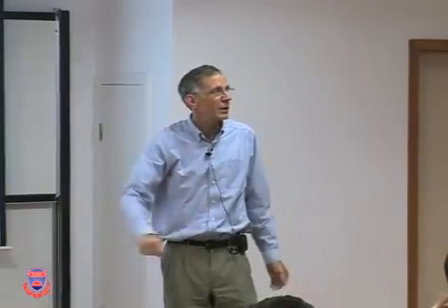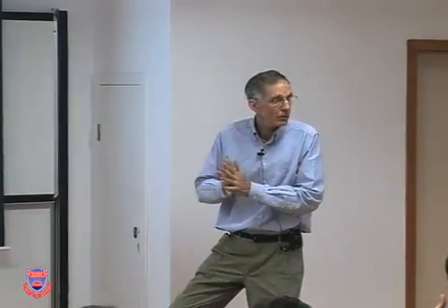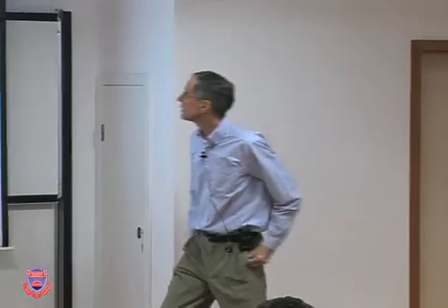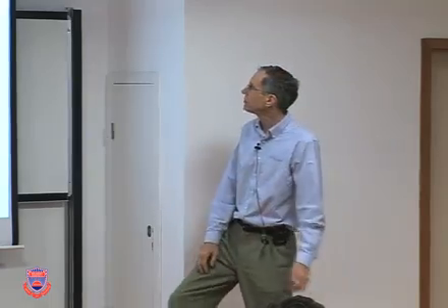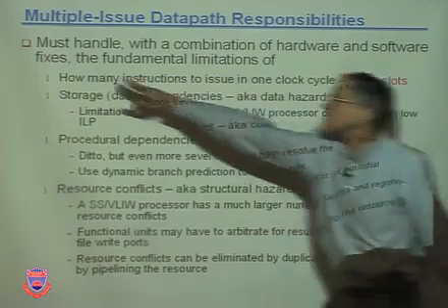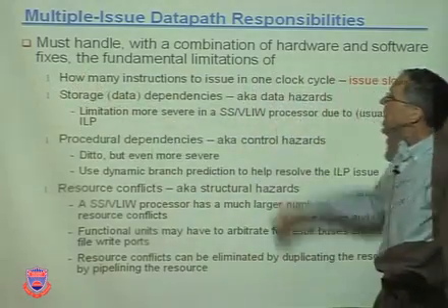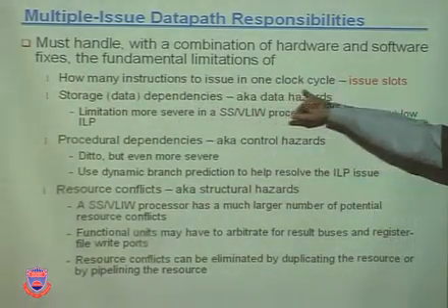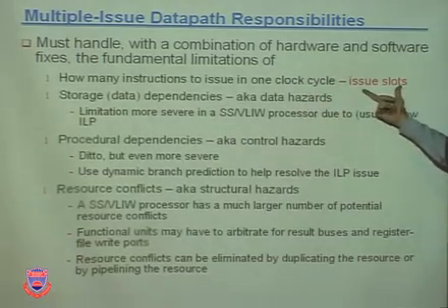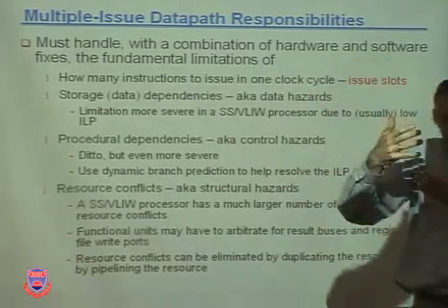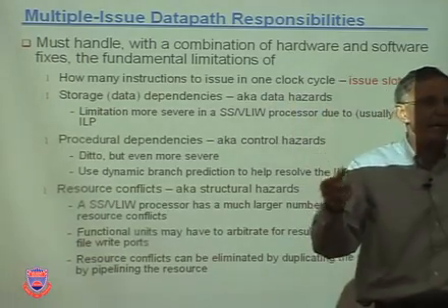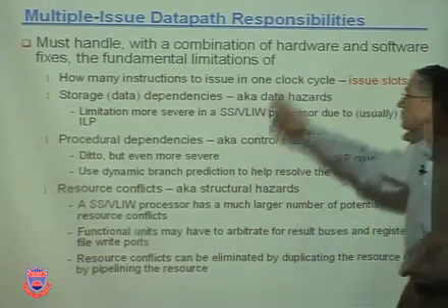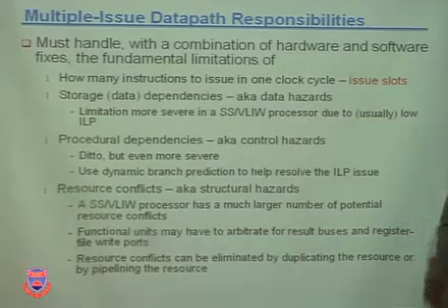When you had one pipeline, we didn't have to do the kind of things that we have to do here with multiple issue. Let's have a look at the things you have to do. You've got to be able to handle, using the hardware and the extra transistors you're going to build in, plus any software help that you're going to get, the following problems. The limitations of how many instructions you're going to be able to issue in a clock cycle. Those are called issue slots. In other words, you look at the code and you say, it's clock time, I've got to send somebody into the pipe. How many can I get and which ones? That's got to be figured out one way or another.